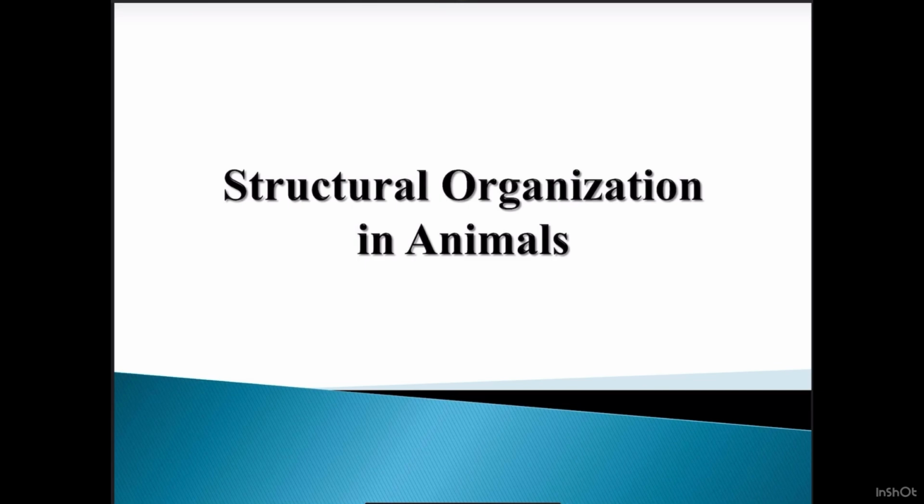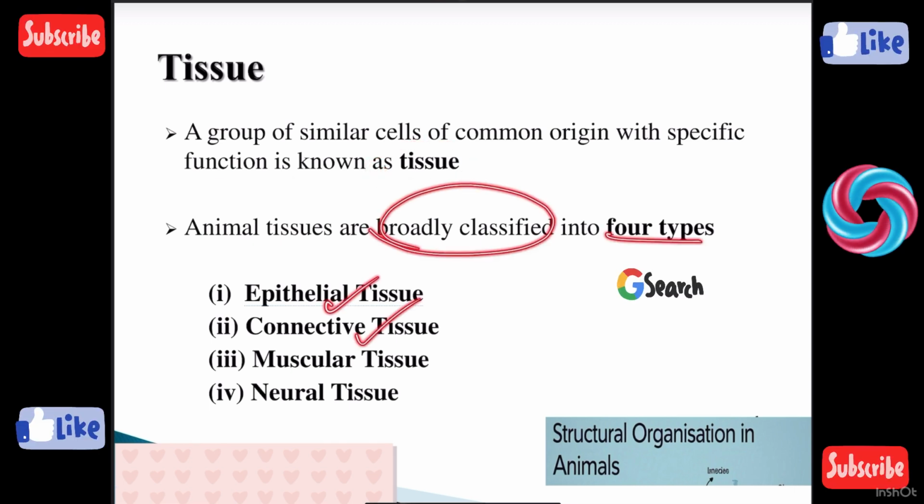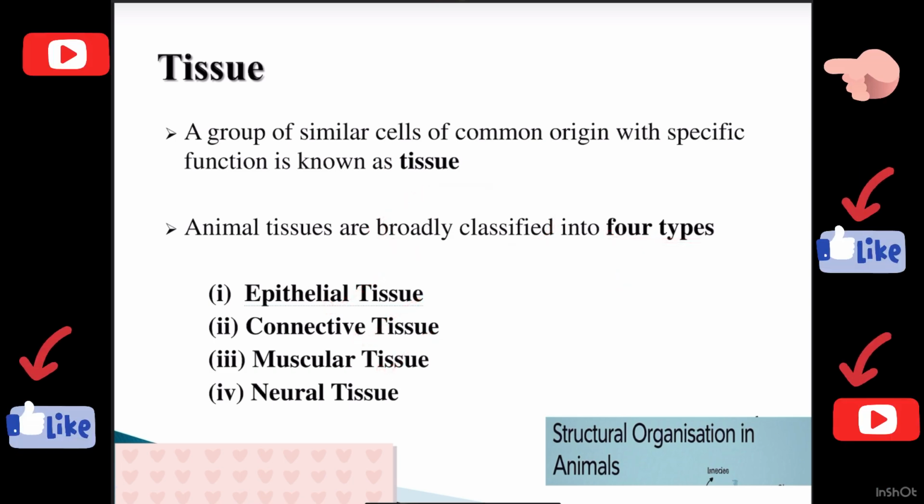Today we are going to have a quick recap of structural organization. What is meant by tissue? A group of similar cells having a common origin with a specific function is known as a tissue. Animal tissues are broadly classified into 4 types: epithelial tissue, connective tissue, nervous tissue, and muscular tissue.